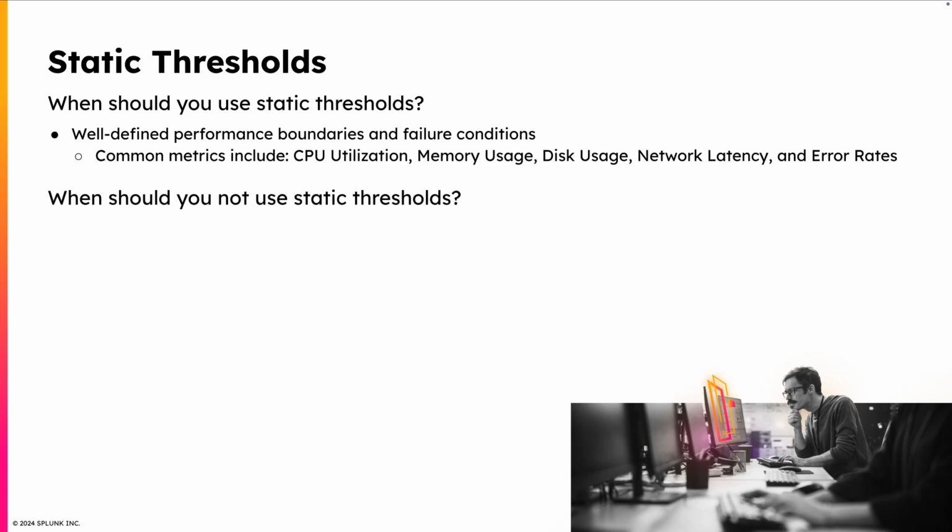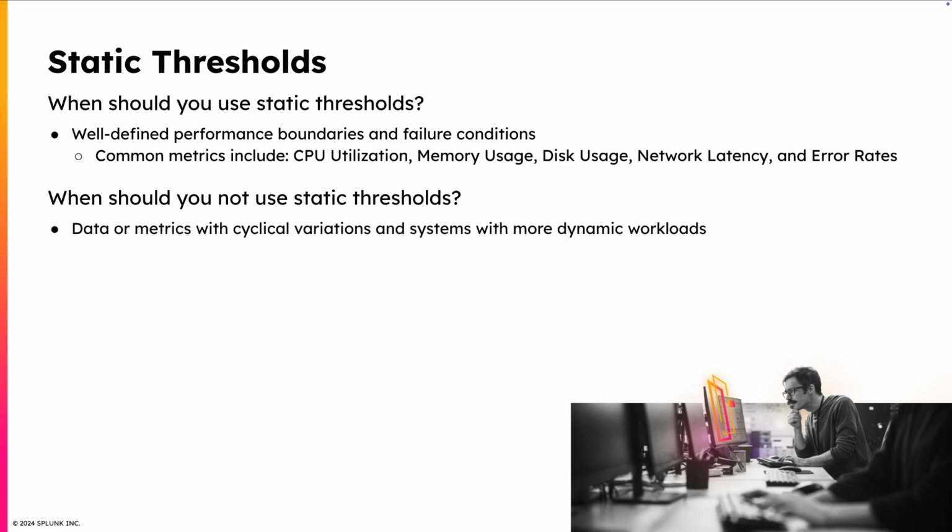But when are static thresholds not ideal to use? If your metrics have regular daily or monthly patterns, static thresholds might trigger false alarms during peak hours or on specific days. This also applies to systems with more dynamic workloads. In Kubernetes, for instance, pods can automatically scale, and the same can be said for AWS services like EC2.